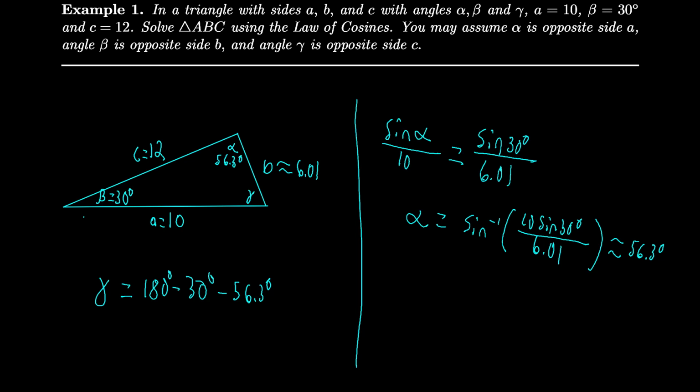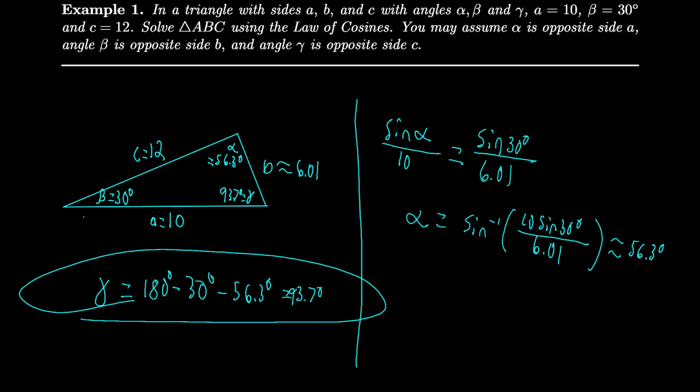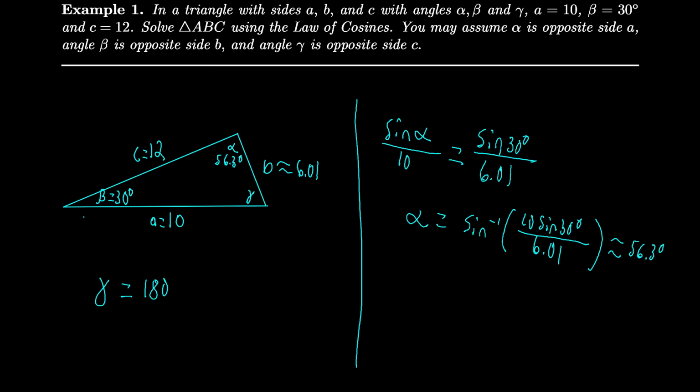So that's 93.7 degrees. And we've solved for this. We found that. We're done. We've solved every single part of it. So we only needed the law of cosines to find one other piece. And then we were able to use the law of sines to find the angles and this little trick that we've known since geometry.